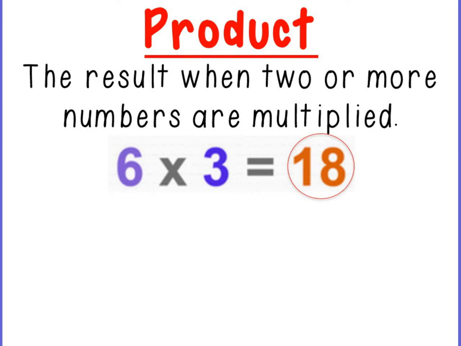So the first word is product. The product is the result when two or more numbers are multiplied. So again, it's like sum and difference. It doesn't mean to multiply, but it implies that you should multiply. Okay, so the product in this case would be 18 because that's what you get when you do 6 times 3.